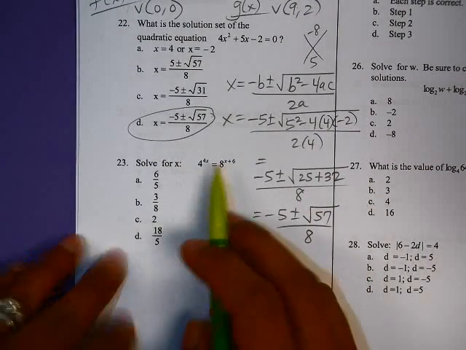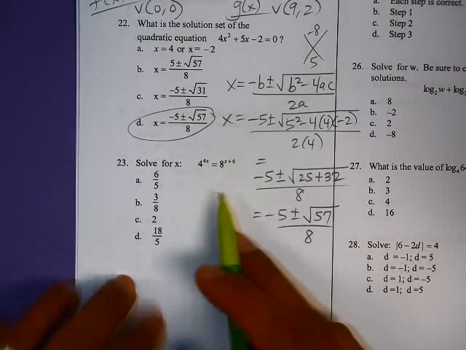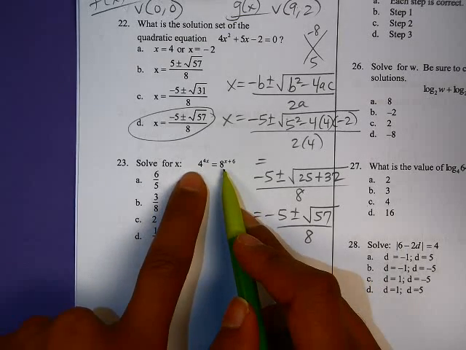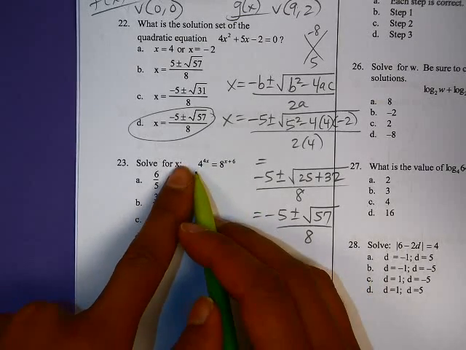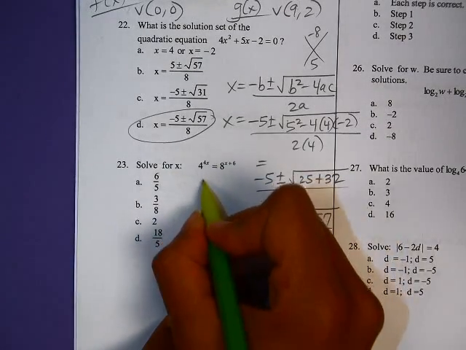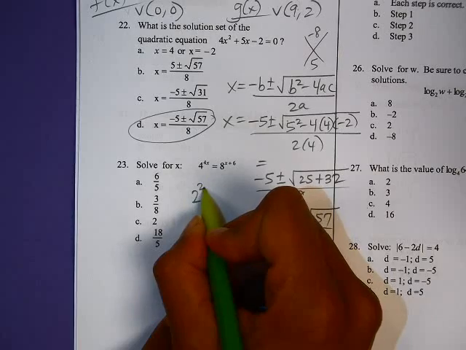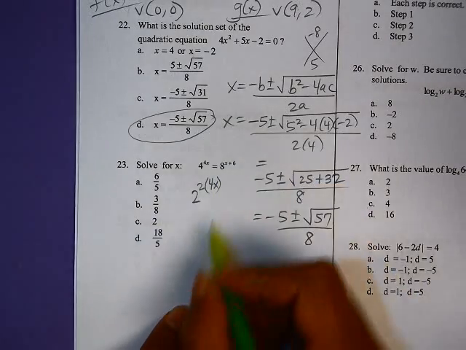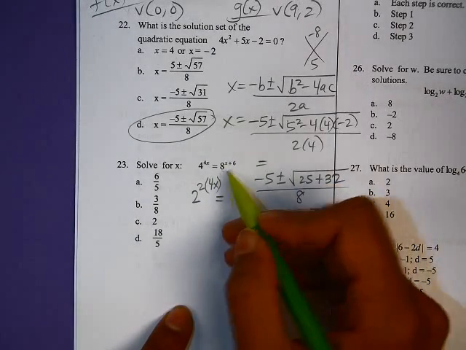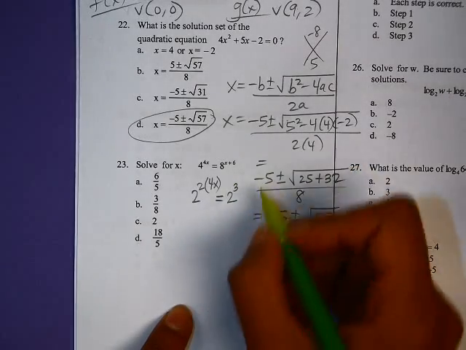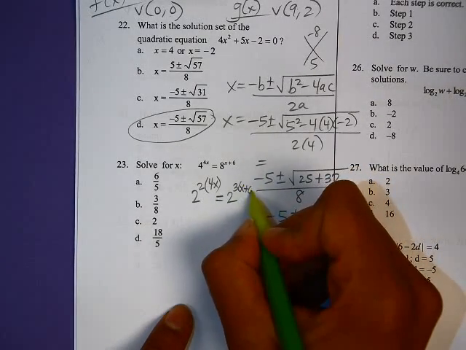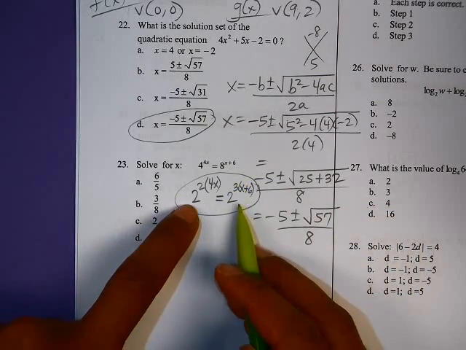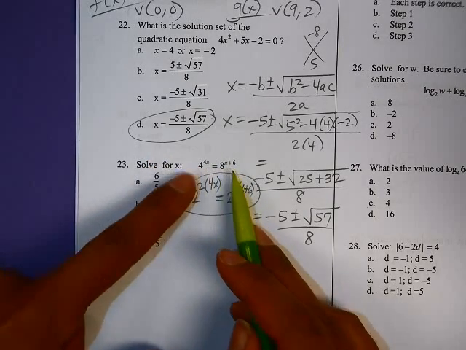In problem 23, we have an exponential equation, and in order to solve this exponential equation, we need to first change both sides of the equation to the same base. 4 and 8 can both be written with a base of 2. 4 is equal to 2 squared, and let's keep the 4x, the original exponent, in the problem. Equals 8 can be written as 2 cubed, and let's keep the original exponent there as well. So our new equation has a base of 2 on both sides, as opposed to the original equation, which had a base of 4 and a base of 8.